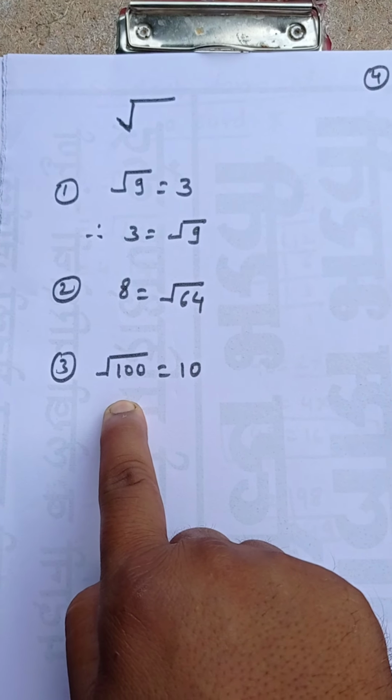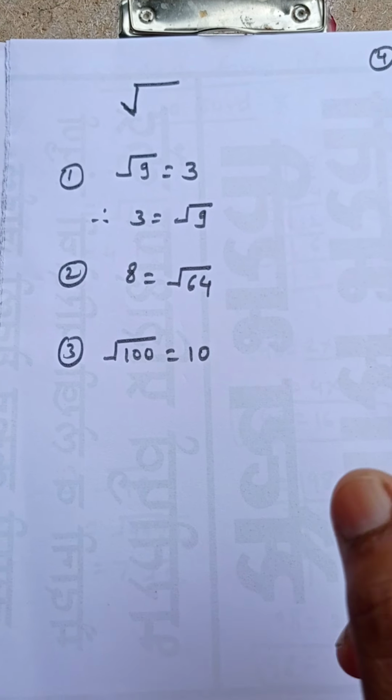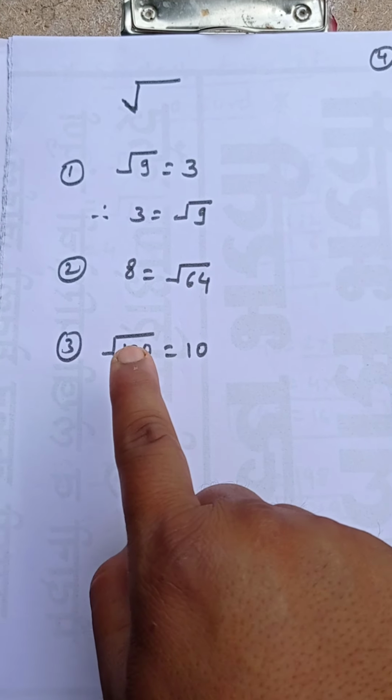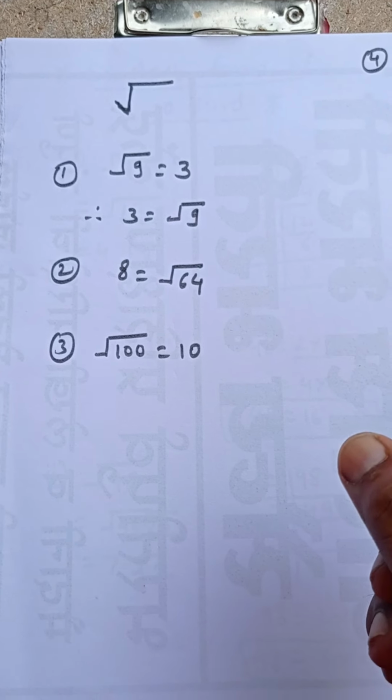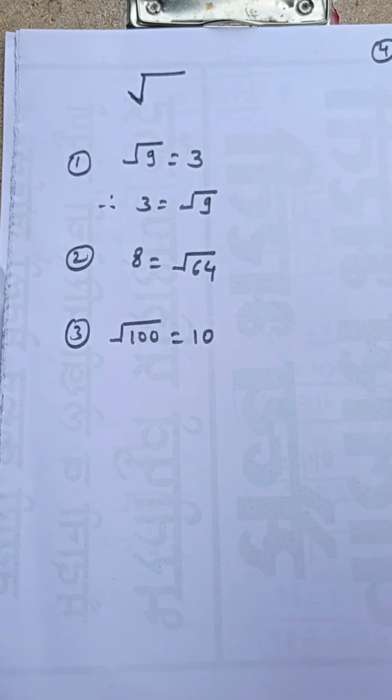This is a very important topic: how to write the number outside this symbol and how to write the number inside this symbol. When the order is 2, then we are taking the square root, and if the order of the given surd is 2 and we are writing that number inside, we have to take the square of that number.